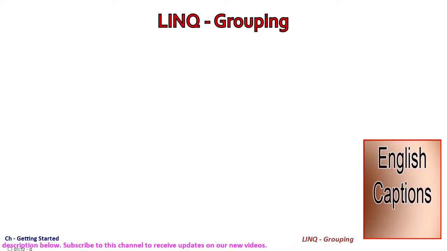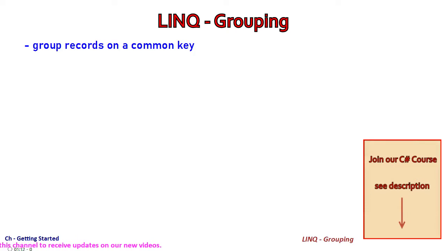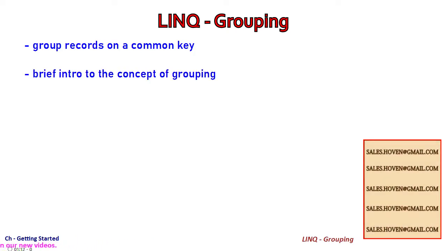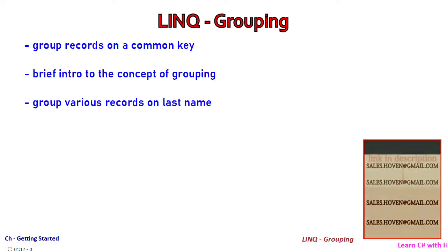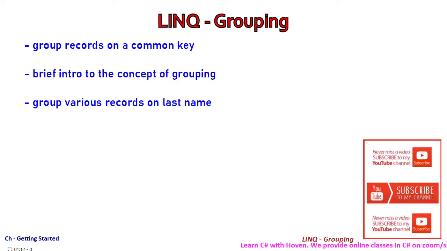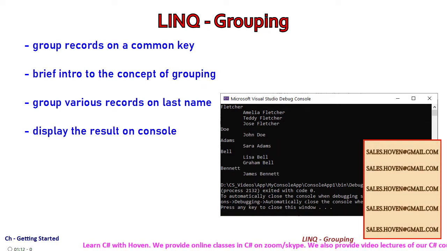C# provides a GroupBy extension method for grouping records on a common key. This tutorial starts with a brief introduction to the concept of grouping. Then we use the GroupBy extension to group records on a property called last name so that customers of the same last name are grouped together. The result is then displayed on a console.